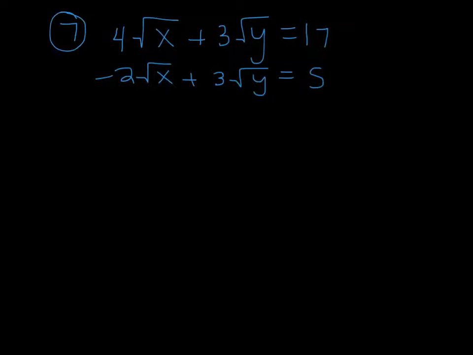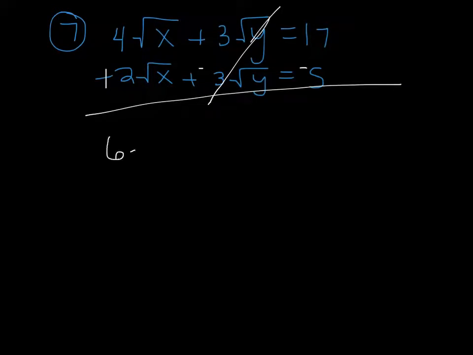And I see that the square root of y terms both have the same coefficient. So I'm going to eliminate the square root of y from both equations by multiplying the bottom equation by -1, which means I'm switching the sign on all three parts. And then I'm going to add the two equations together. This cancels out. And then I have 6 square root of x equals 12.